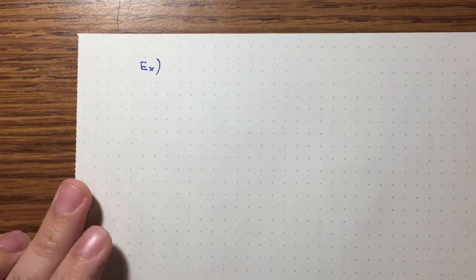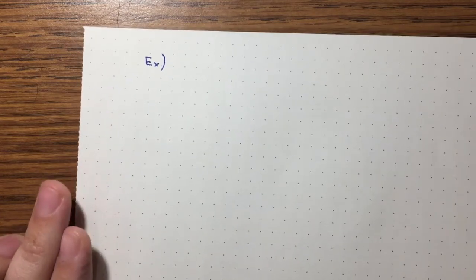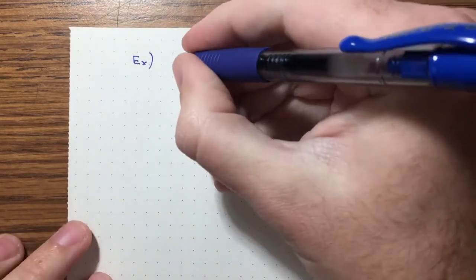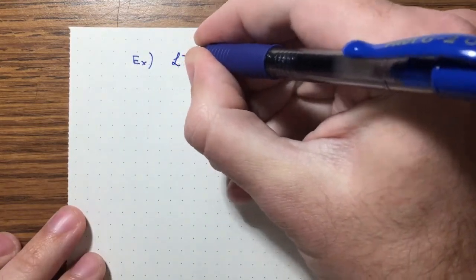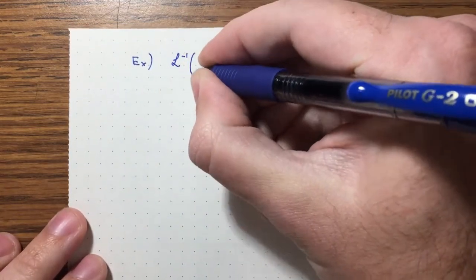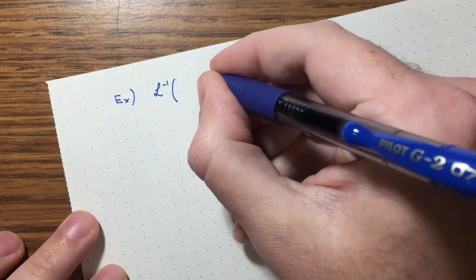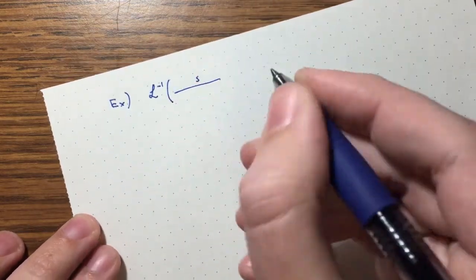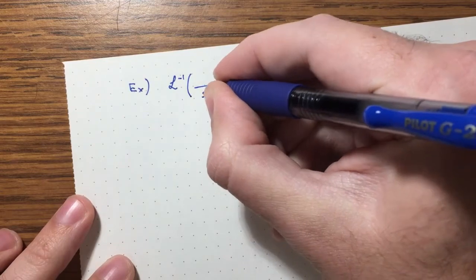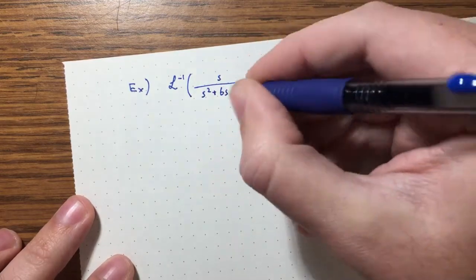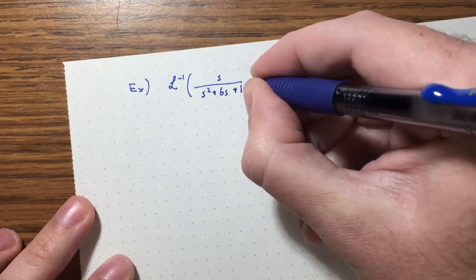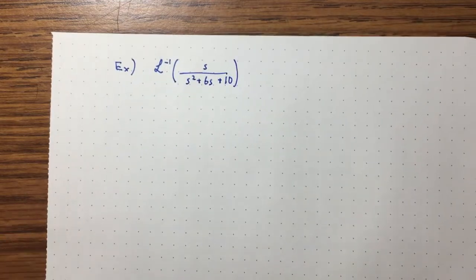Okay, so I'm going to choose these next two examples to illustrate two typical ideas that are used when finding inverse Laplace transforms. The first idea is completing a square. So let's do s over s squared plus 6s plus 10. We want the inverse Laplace transform.